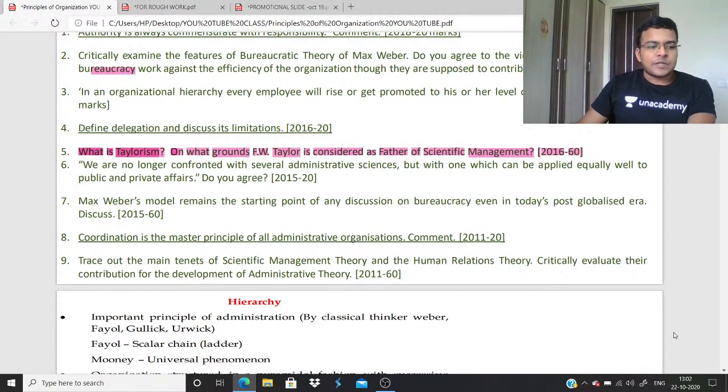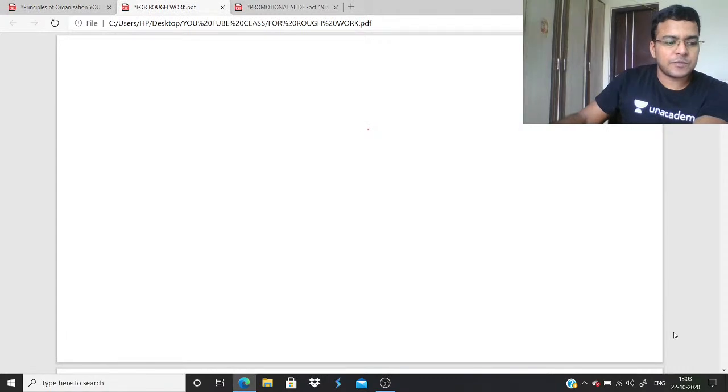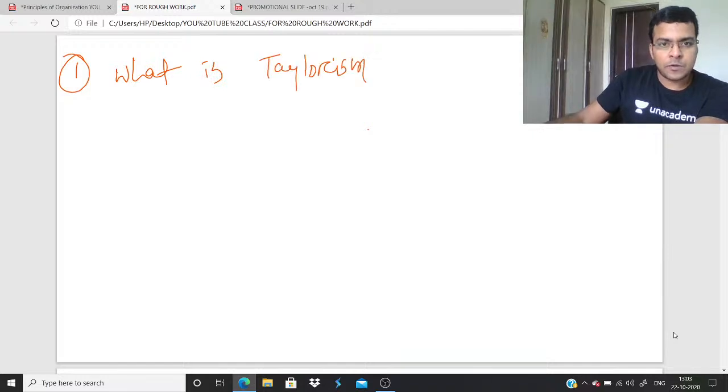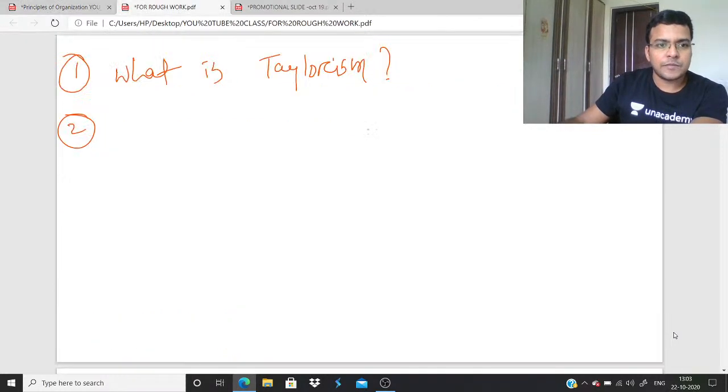Clear. So what is Taylorism? On what ground F.W. Taylor is considered as father of scientific management? So there are two parts of this question. What are they? The first part is what is Taylorism? The second part is on what ground F.W. Taylor is considered as father of scientific management?